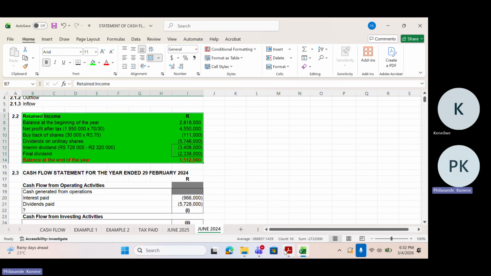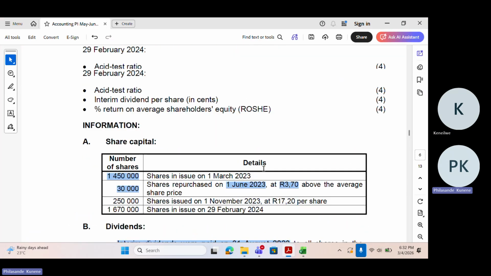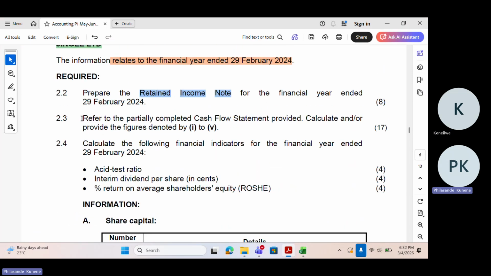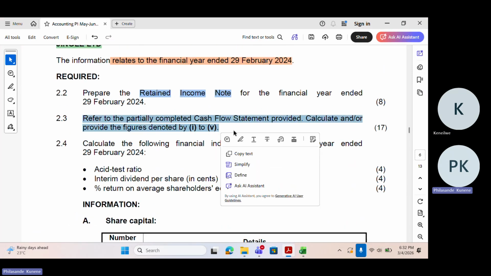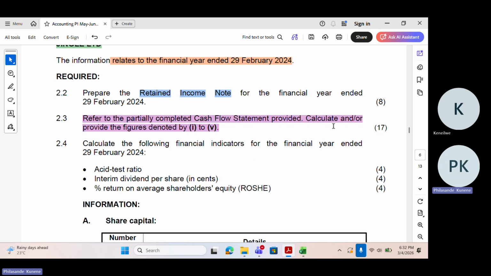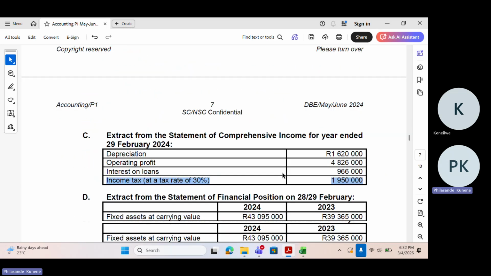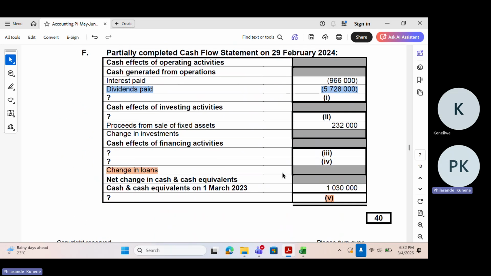Okay. So now the next question, which is 2.3 now, refer to the partially completed cash flow statement provided, calculate and or provide figures denoted by Roman figure 1 to Roman figure 5. So that's what we're going to deal with now, which is the cash flow statement. The first one, can you see here, cash effects from operating activities? We know that we have cash generated from operations, we have interest paid, we have dividends paid.